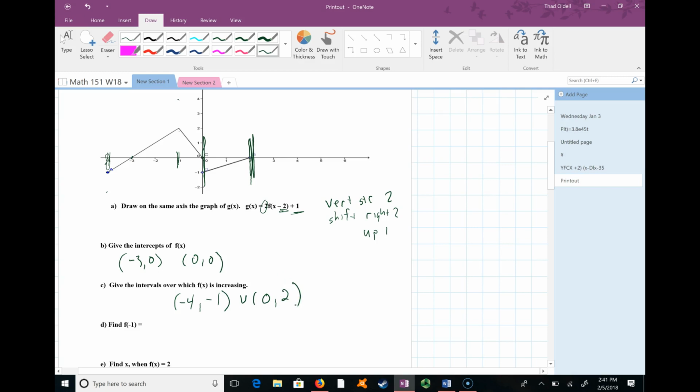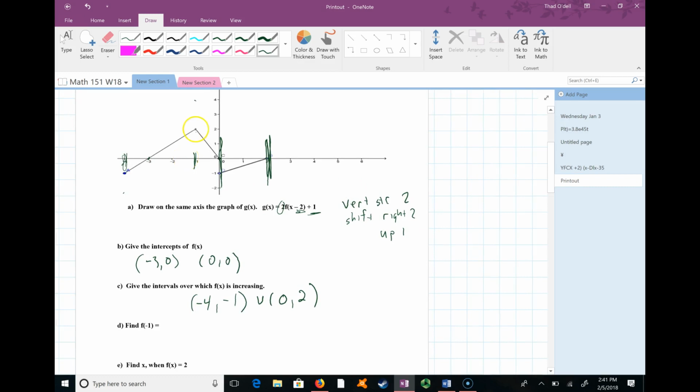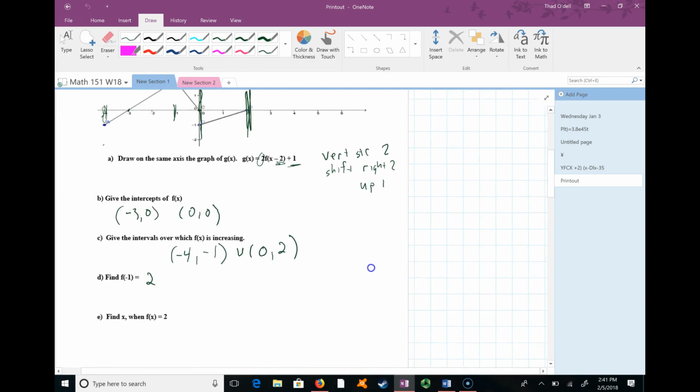Okay, this says find f of -1, so that means I'm plugging in -1 as an x-coordinate. What do I get out? Looks like I get out 2 for a y-coordinate. Likewise, it says when f of x is 2, what is x? Well, we just did that, so that means x must be -1.